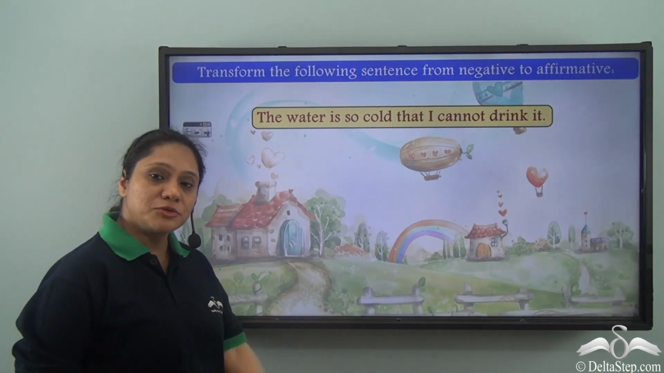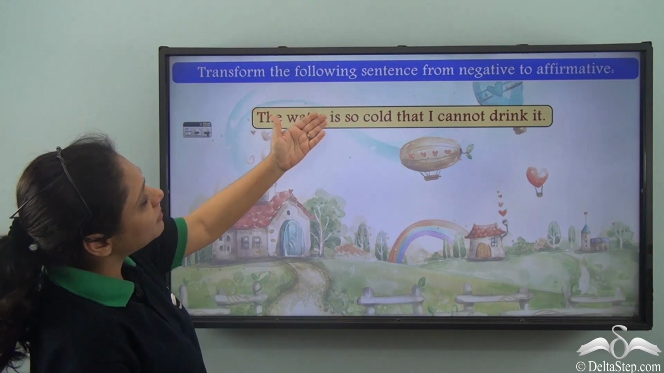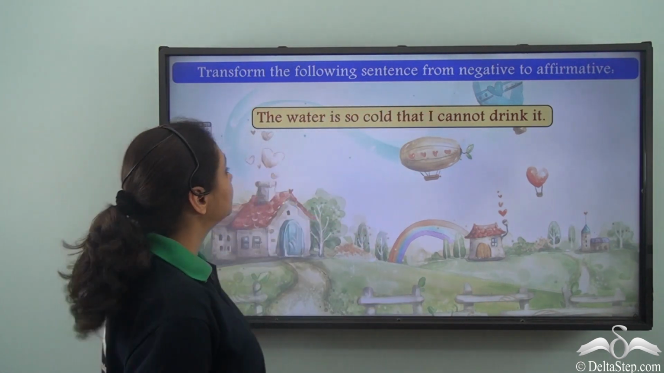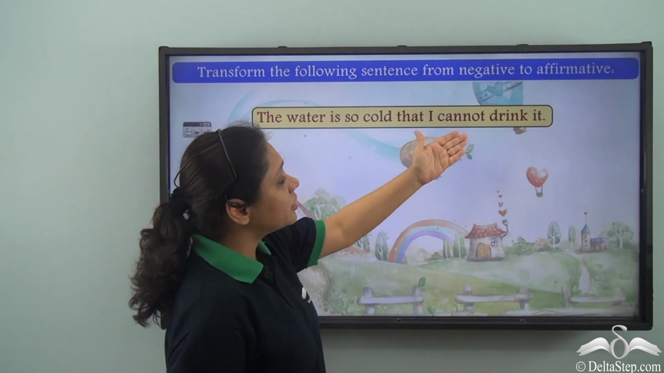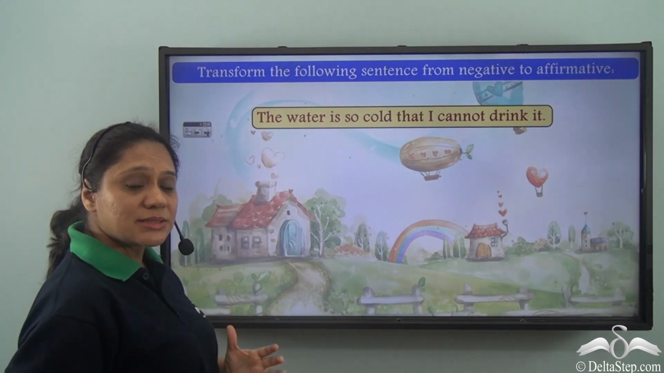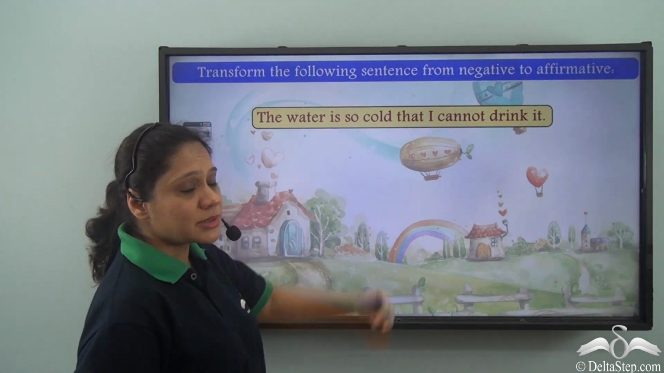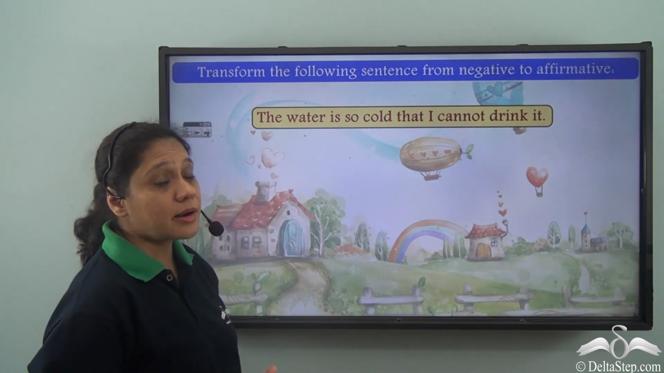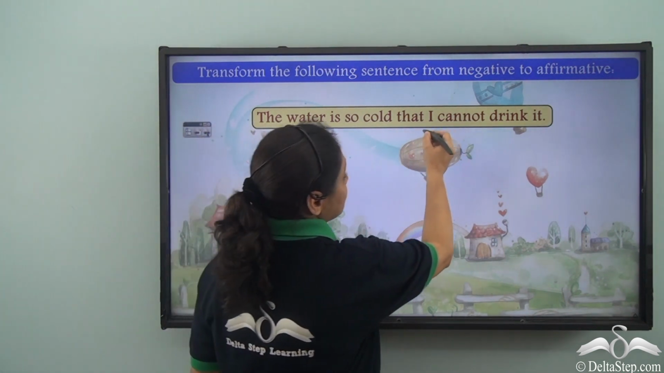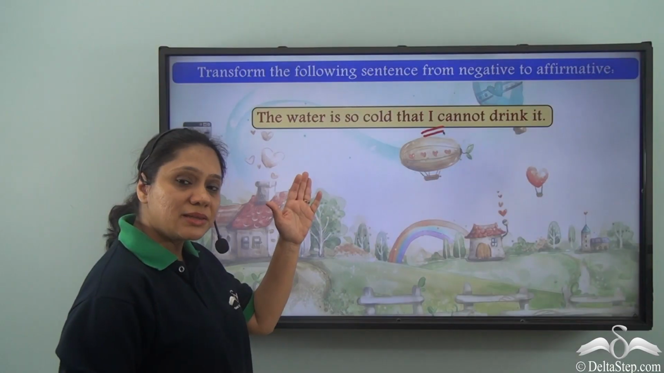Now let us try to do this exercise. Transform the following sentence from negative to affirmative. The water is so cold that I cannot drink it. Now let us see this sentence in parts. The water is so cold that I cannot drink it. So here in the second part of the sentence, what is the subject? I. So how will we write this sentence?